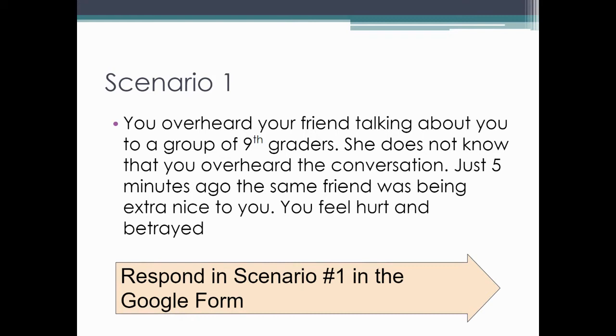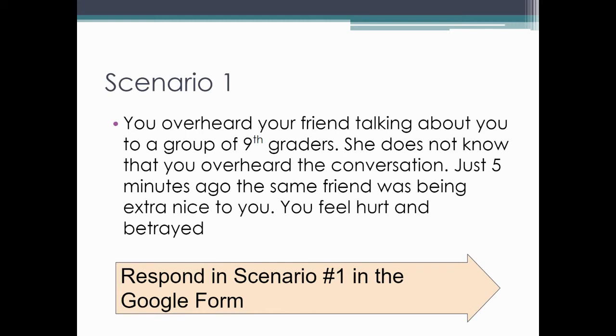The scenario is that you overheard your friend talking about you to a group of other ninth graders. She does not know that you overheard the conversation. Just 5 minutes ago, the same friend was being extra nice to you. You feel hurt and you feel betrayed. So you just found out that your friend has been talking about you. Maybe she wasn't saying very nice things to this other group of ninth graders. What do you do?